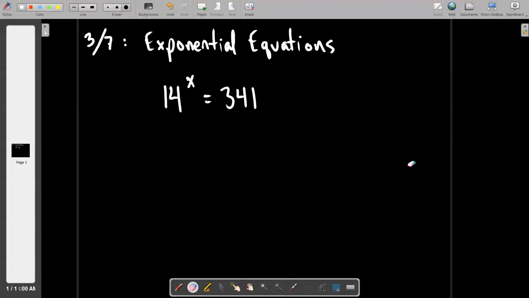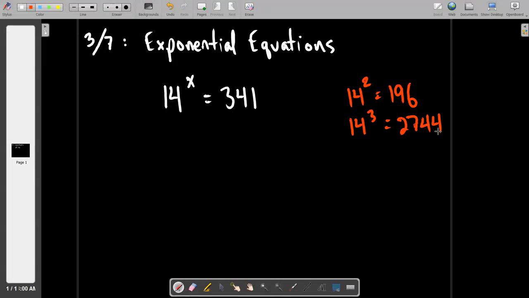I would say, okay, 14, I'm going to raise you to the 2nd power and I'm going to get 196. So I know that 14 squared is 196, so the answer x has to be bigger than 2. So then let's try 14 to the 3rd power. Oh my goodness gracious. 14 to the 3rd power is 2,744. So what could we at least now surmise about our answer? It's in between 2 and 3.